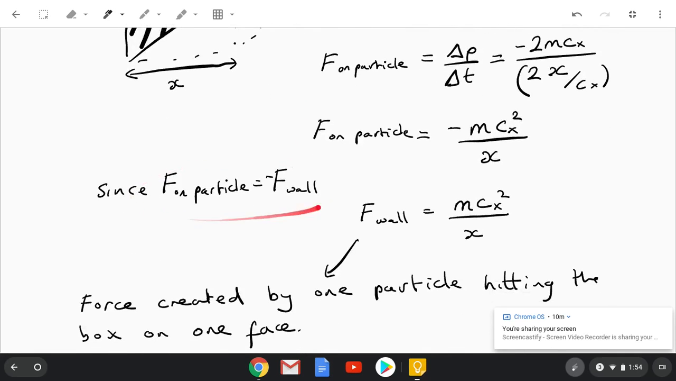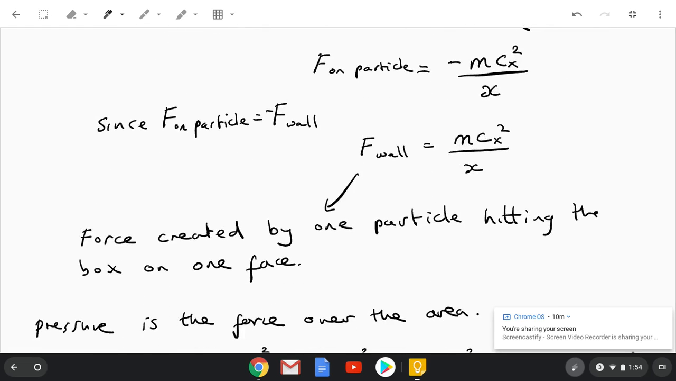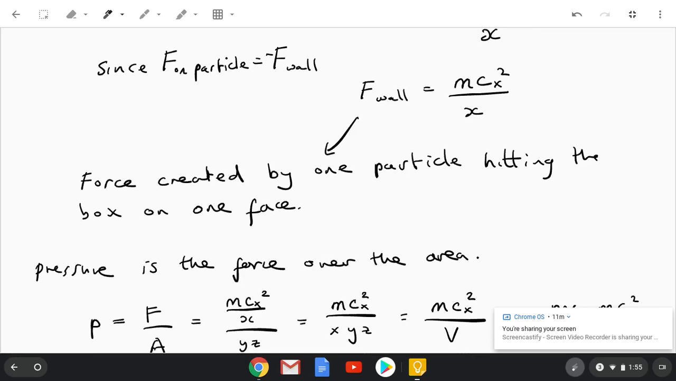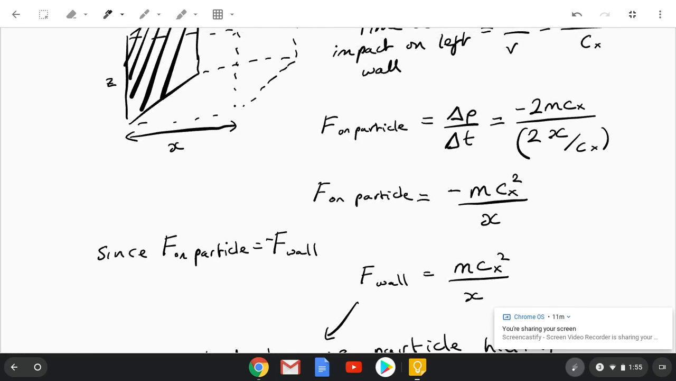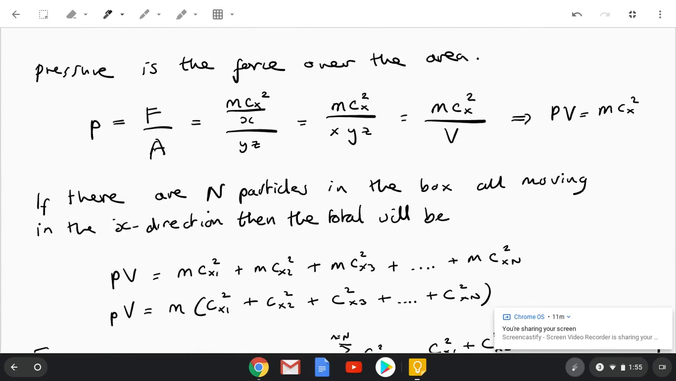Now, considering Newton's third law, we said that the force on the particle is the same as the force on the wall, but in the opposite direction. That's where the negative sign drops out. So the force on the wall is equal to the mass of the particle times the speed of the particle in the x direction squared over the distance, or the size, or the horizontal distance of that box. This is the force created by one particle hitting the box on just one face.